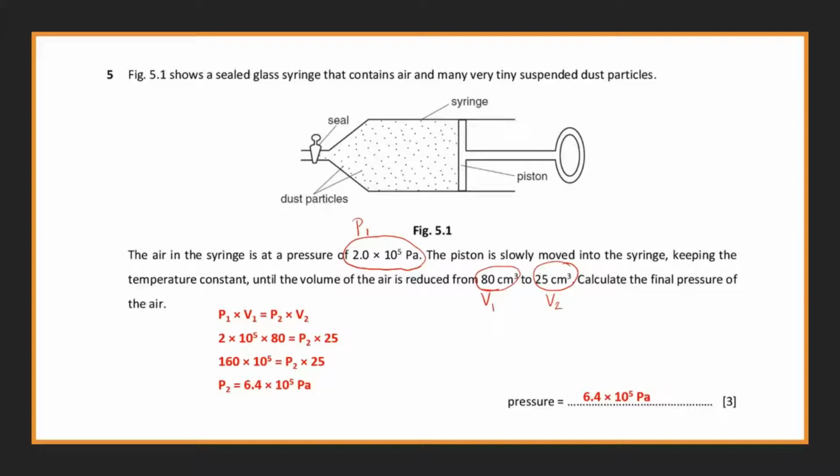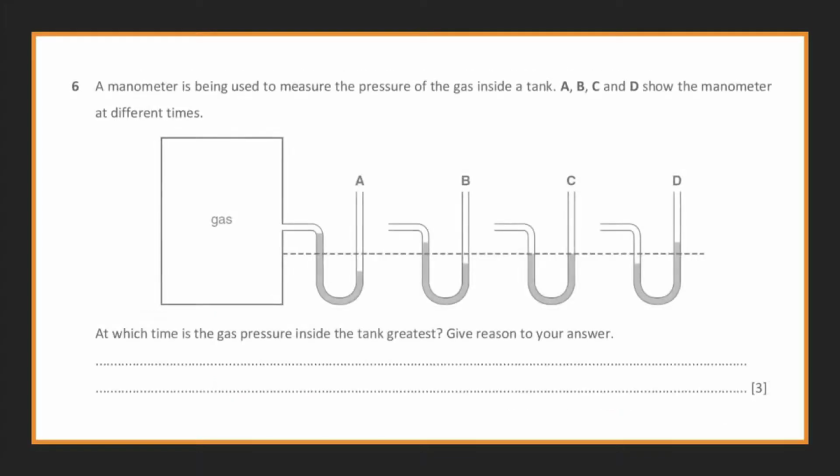Let's continue our discussion to number 6. A manometer is being used to measure the pressure of the gas inside a tank. A, B, C, and D show the manometer at different times. At which time is the gas pressure inside the tank greatest? Give reason to your answer.